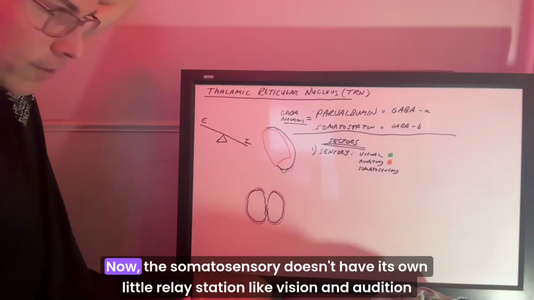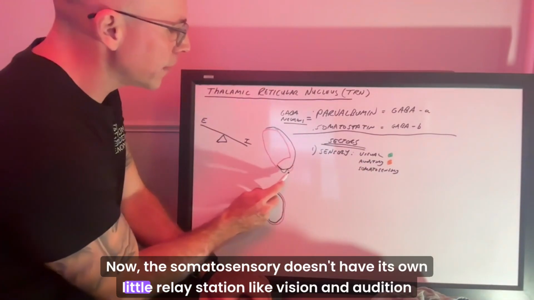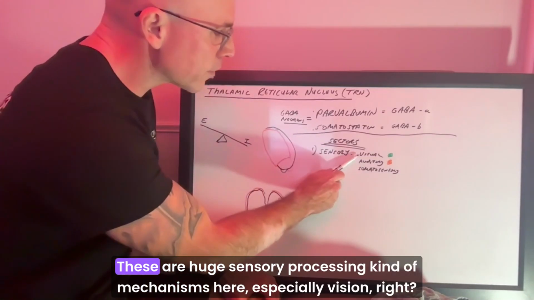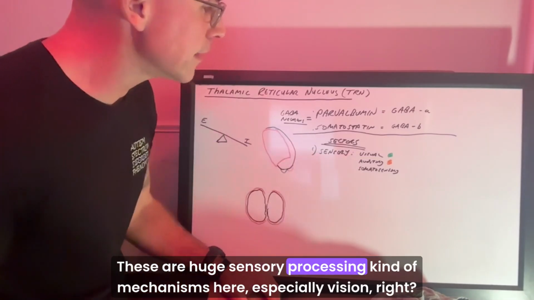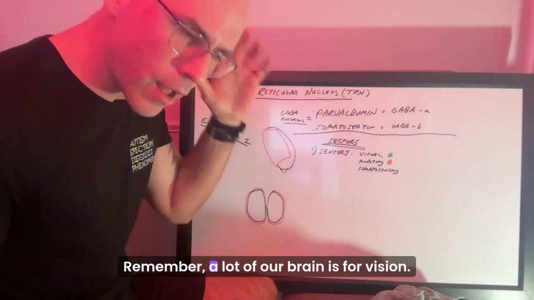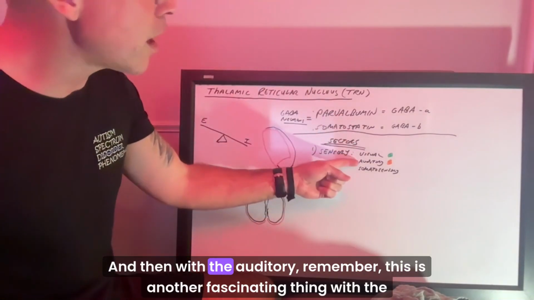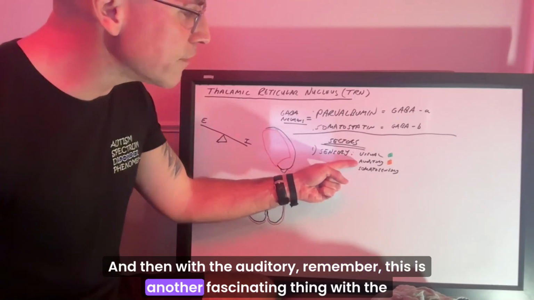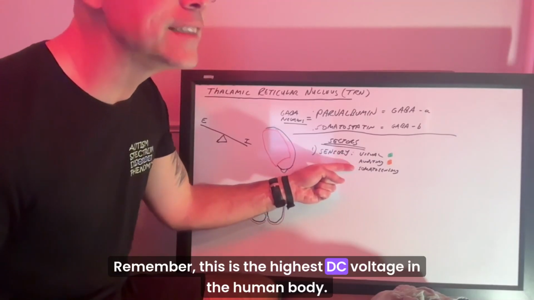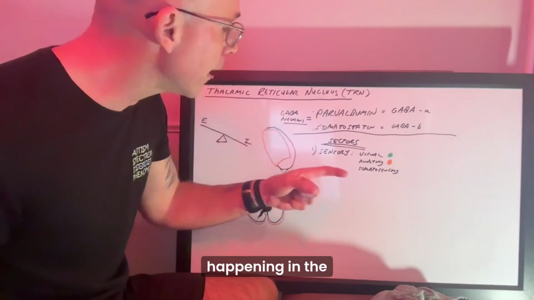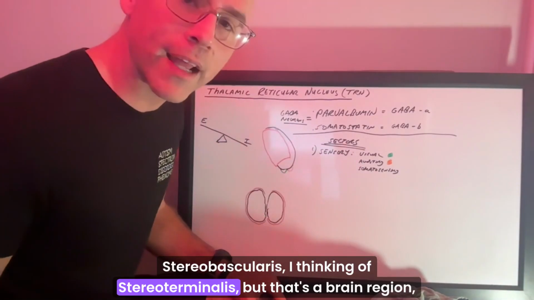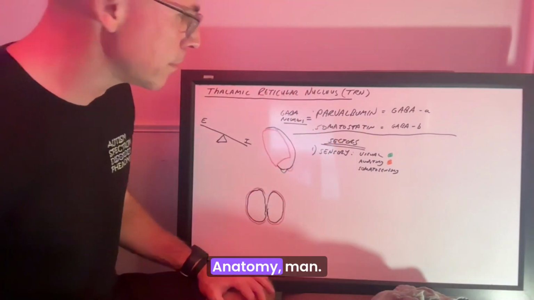So now, the somatosensory doesn't have its own little relay station like vision and audition does. These are huge sensory processing mechanisms here, especially vision, right? Remember, a lot of our brain is for vision. And with the auditory, remember, another fascinating thing is the endocochlear potential. Remember, this is the highest DC voltage in the human body, happening in the stria vascularis. I was thinking of stria terminalis, but that's a brain region. So anatomy, man, it's tough.